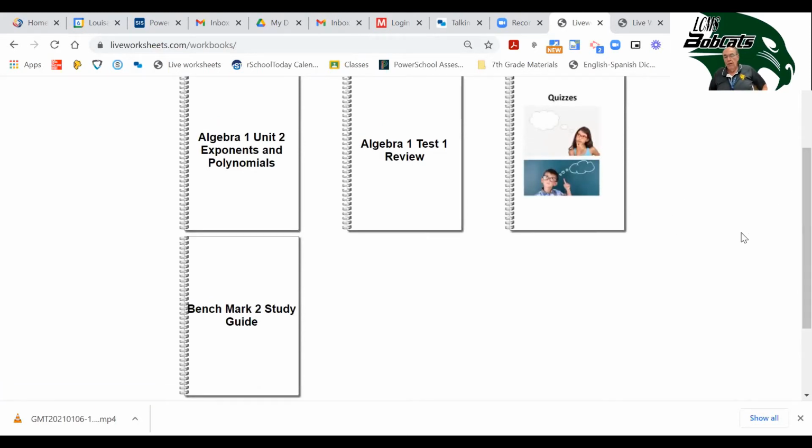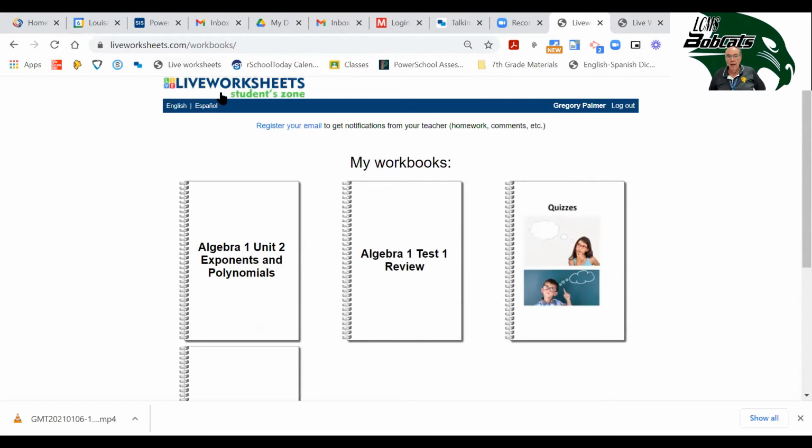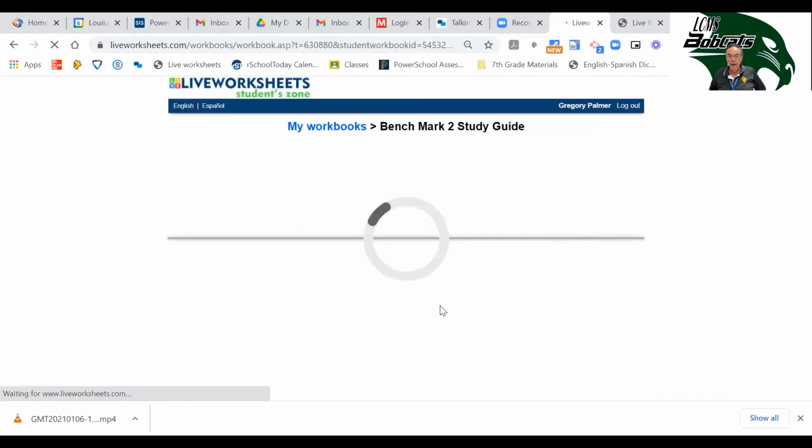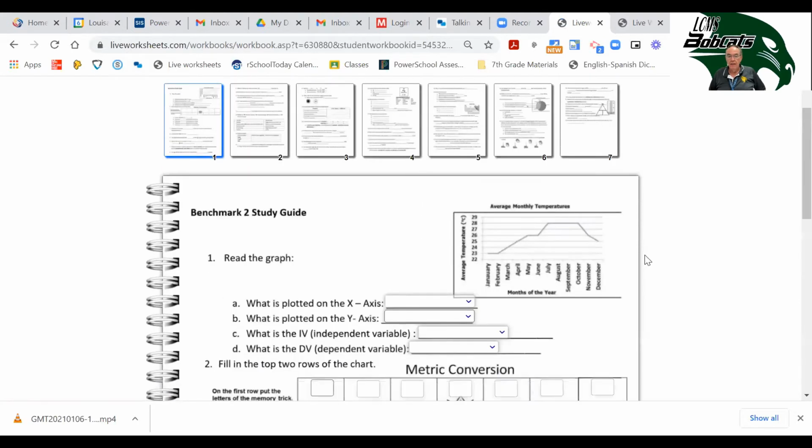Okay, welcome back. For today's lesson, we're going to be going over the Benchmark 2 study guide. You're going to log into Live Worksheets with your student ID, which is your Google ID, without the at k12louisa.org, and the password is Bobcat2020. You're going to pick the Benchmark 2 study guide, and we're going to be reviewing some of the concepts that will be covered on the second benchmark.